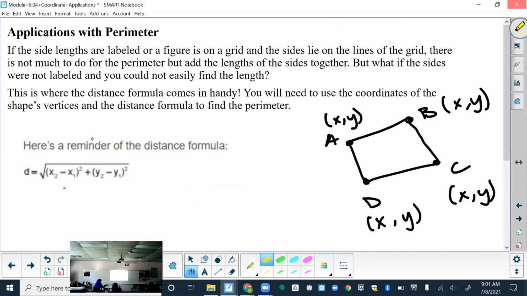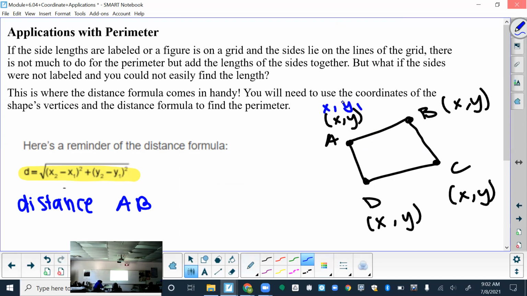So over here is your distance formula. If I needed to find the distance from point A to point B, or this side length, then I would label one of these points as x1, y1, and the other as x2, y2, and plug it into here. All right, it doesn't matter which one you label as x1, y1, like you can do B as your x1, y1, you just have to label it first, then plug it in.